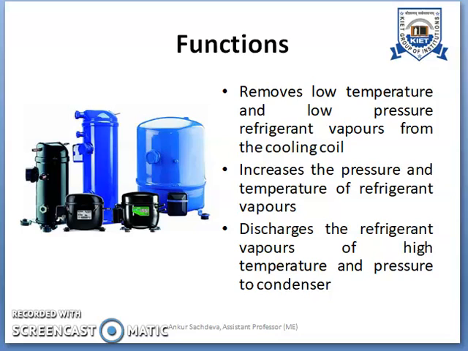This refrigerant vapor may be superheated vapor, it may be saturated vapor, or it may be wet vapor, depending upon the inlet condition of the refrigerant vapor into the compressor. Okay. And finally, when the vapors are compressed by the compressor, the vapors of the refrigerant are delivered to the condenser via discharge line.